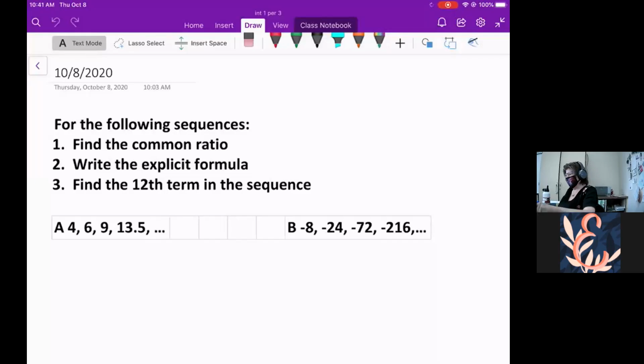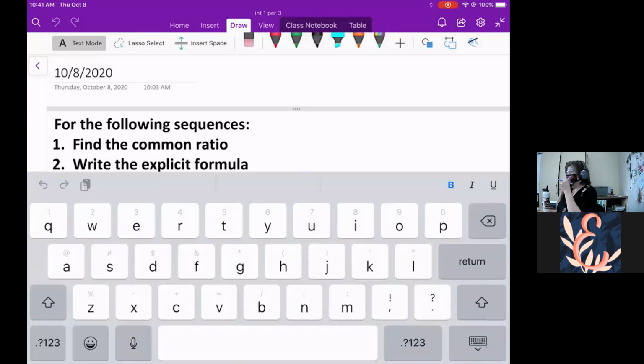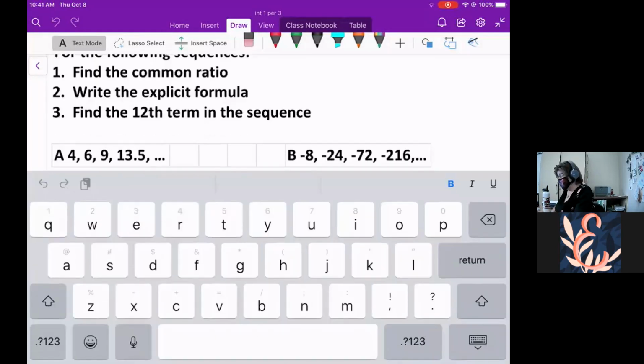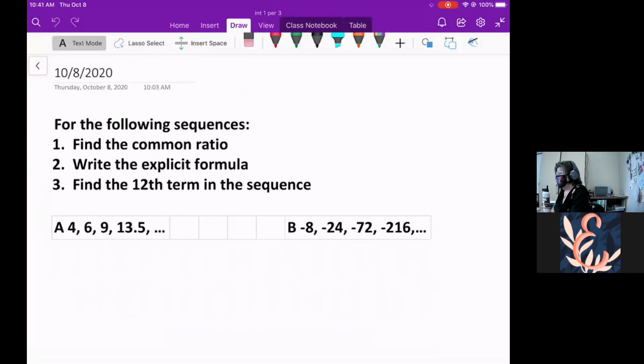Okay, so yesterday we talked about geometric sequences. A geometric sequence has a common ratio. It's what is being multiplied by from one term to get to the next. We talked about terms, and a lot of information, so make sure you go back and watch it if you haven't.